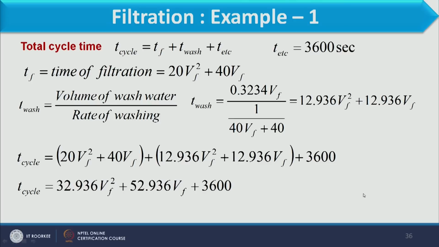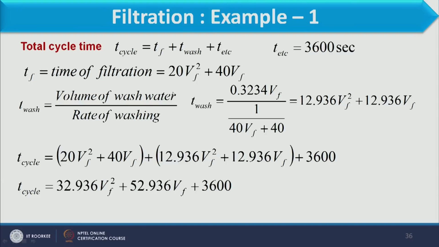Now in part B we have to find the optimum cycle time, and cycle time, if you remember, we defined as Tf plus T wash plus T etc. T etc is given as 1 hour, that is 3600 seconds. Tf is the time of filtration, that is 20 Vf square plus 40 Vf. T wash is the volume of wash water divided by the rate of washing, which is equal to the final rate of filtration. After solving this, we get 12.936 Vf square plus 12.936 Vf as the expression of T wash.